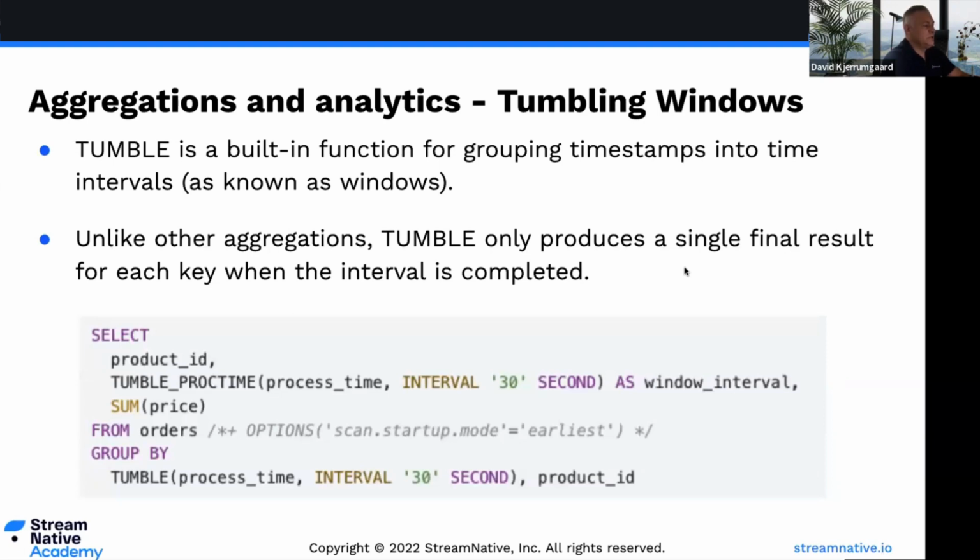So this is basically doing a process time of every 30 seconds. The process time is a field within this particular table, from the orders table. And you're saying every 30 seconds, that's my windowing interval, and I want the sum of all the prices by product ID, right? So you're grouping by product ID. It's going to give you the value of all the sales by product ID over that 30-second window.